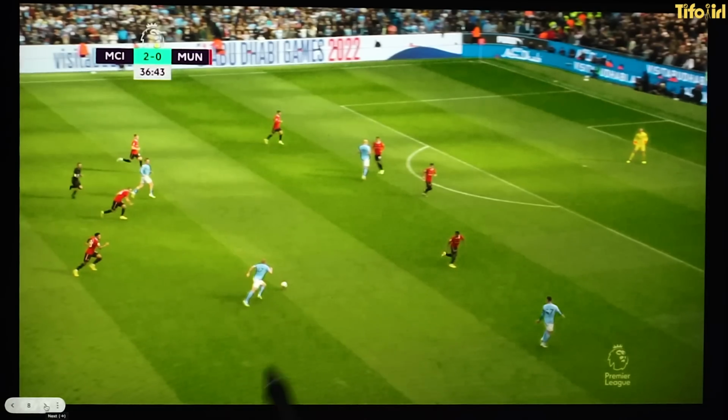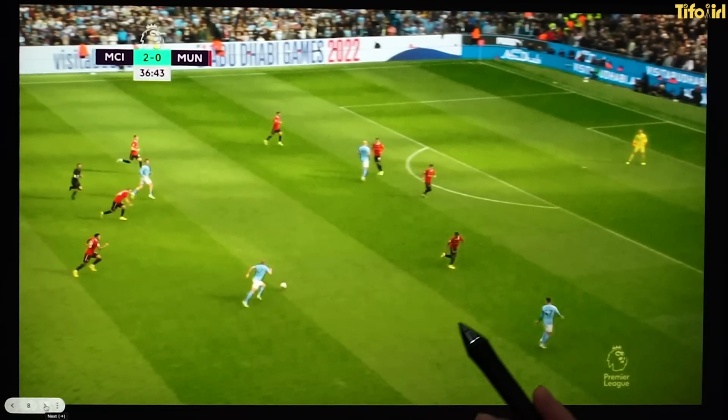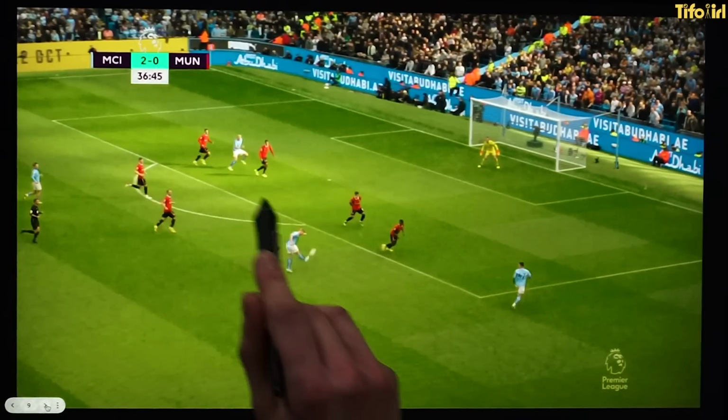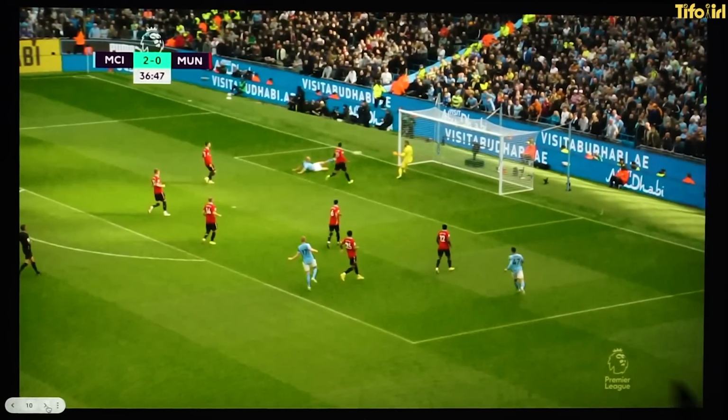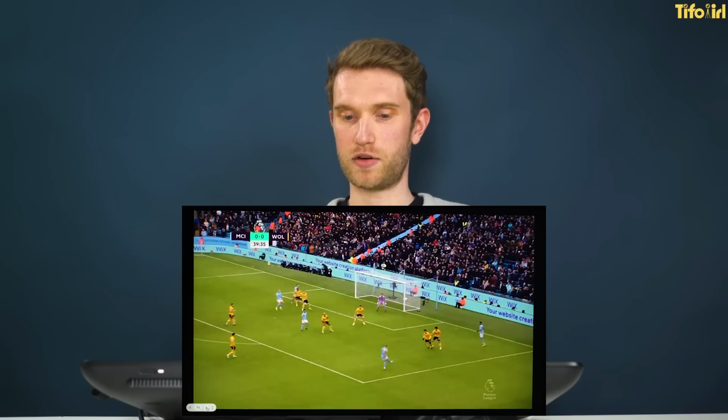But I think in this example, it's really fun because Haaland's not even looking at the ball as De Bruyne gets it out of his feet, but he's trying to position himself between the fullback and the centre-back, like the example that I gave before. Simple back post chance for him to finish.